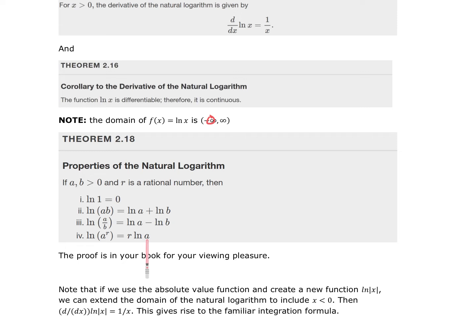Again, these shouldn't be new to you, but the formal proofs for these are in your book, and they are new. We never proved them before. We just said, hey, this is true, so accept it.